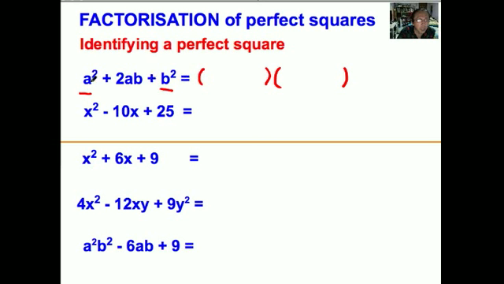The first term is a squared, therefore we have a times a. The last term is b squared, so we have b times b. And since we have positive throughout, therefore both must be positive. And since these are identical factors, we can write it as a plus b brackets square.